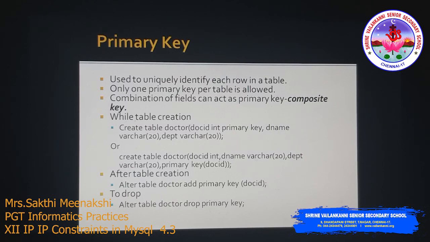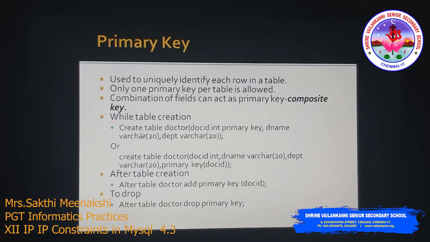In a table only one primary key is allowed. A combination of fields can also act as a primary key. This is called a composite key. We'll see this later. Before that, we'll move on to the syntax of how to create a primary key constraint.